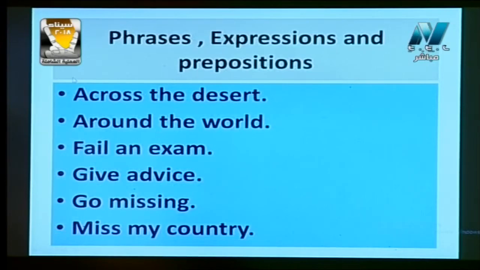Now difference, we have some phrases, expressions and prepositions. And the first phrase is across the desert. Across the desert لازم ناخد أو نعرف الفرق ما بين across and cross. Cross is a verb and across is an adverb. So he crossed the street. هو عبر الشارع. He crossed the canal. He crossed the river. لكن across عبر فبنقول he swam across the canal. هو عام عبر القناة.